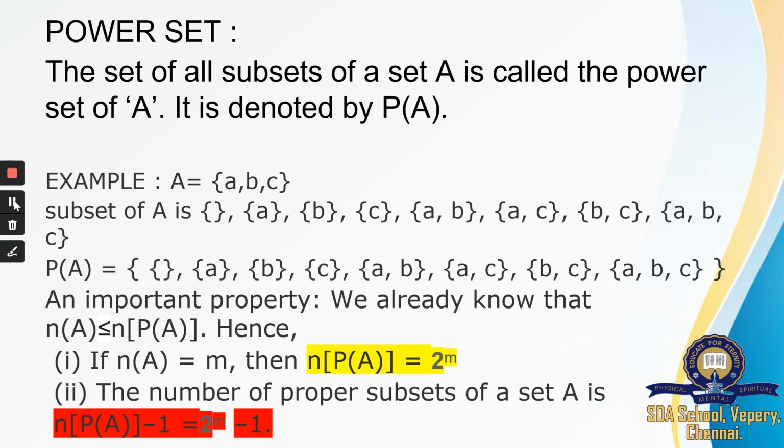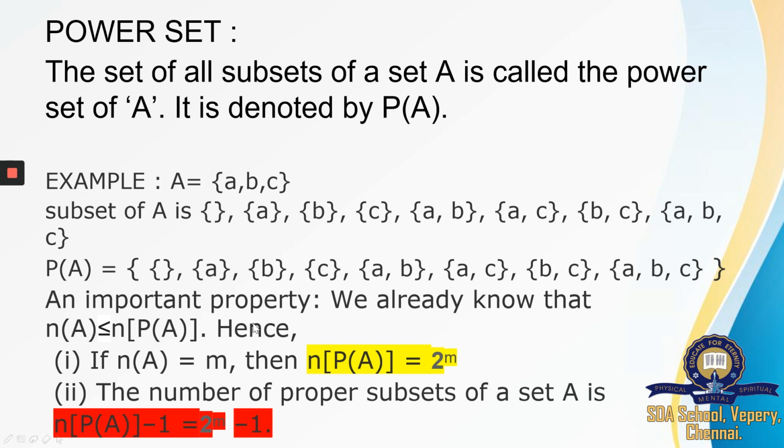So we already know that n of A is less than or equal to n of P of A. What do I mean by n of A? n of A stands for the cardinality of A. For example, how many elements are there in A? Three elements are there in A. Am I right? So this is less than or equal to n of P of A. For n of P of A, we have to count the number of elements in P of A. Definitely there are more. How many are there? 1, 2, 3, 4, 5, 6, 7, and 8. So this property is proved over here.